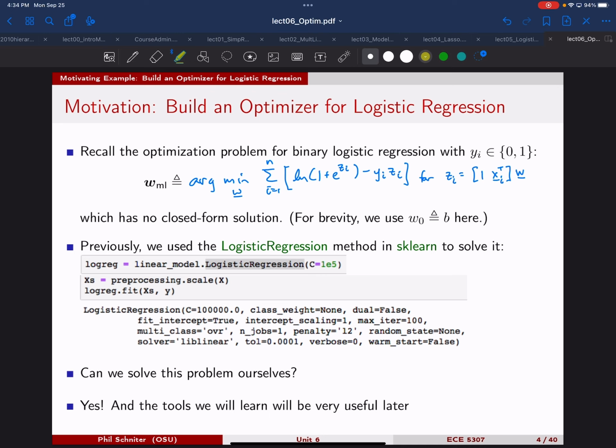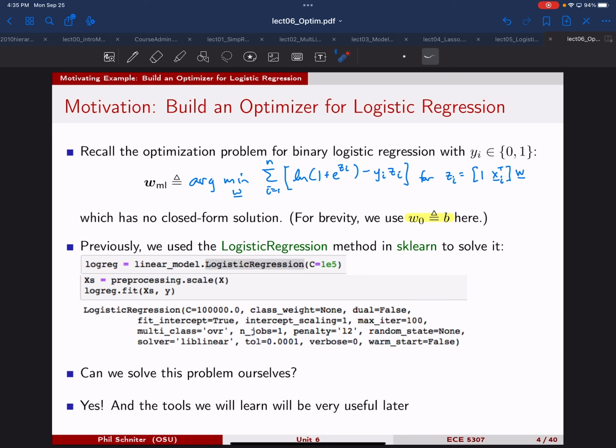Just to point out, I'm changing the notation a tiny bit. Instead of calling the intercept term b, I'm going to call the intercept term w sub 0, which is very similar to what we did back in unit 2. We had beta sub 0 as the intercept. Now all the weights are w. And what's nice about this is we can refer to all the weights together in this weight vector w, and not have to do b and w separately.